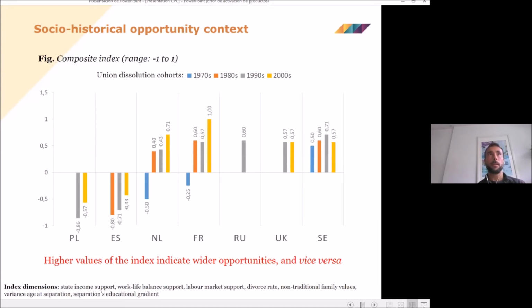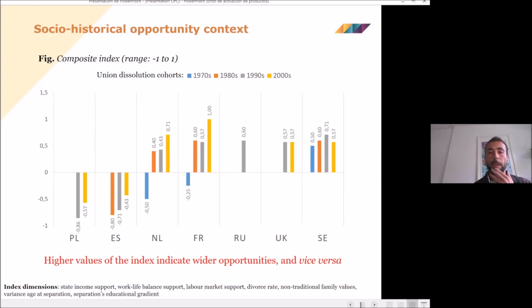So if we see how this index looks in the different countries and for the different periods, this is in practical terms even more a work in progress, because we lack information on many of the women's support dimensions for a range of periods, particularly those before the 1990s. And for that reason, you cannot see bars for each year in each country.